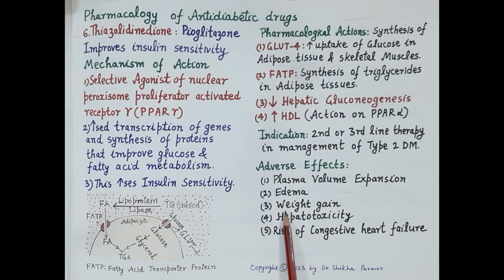Now, the increase in plasma volume and increased synthesis of triglycerides in the adipose tissues can cause an increase in weight. Pioglitazone can also cause hepatotoxicity, and since it causes edema, it can increase the risk of congestive heart failure. So, this is in brief on pharmacology of pioglitazone.